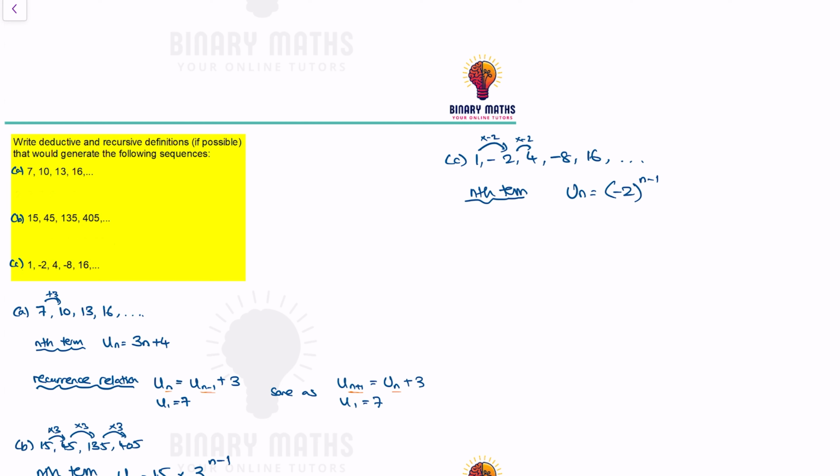Okay, and if I want to write a recurrence relation, then u1 is equal to 1 and un plus 1 is equal to minus 2 times un, because you take the previous term and multiply it by minus 2. Now, what you should have realized is it's sometimes easier to write a recurrence relation than an nth term formula.